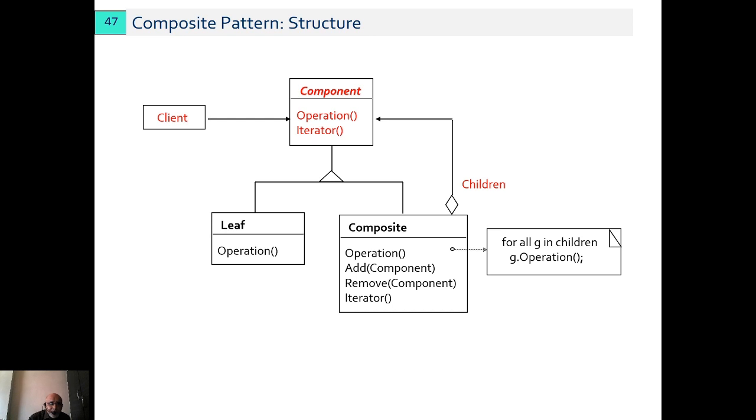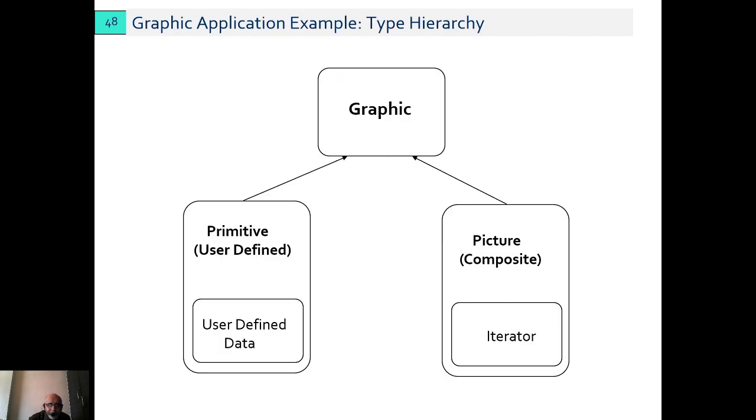Let's take up another example. A client has been accessing the component. The component is the leaf component or the composite component. The composite component can consist of multiple components all together. Just mark the notation over there. It's a diamond, indicating the part whole relationship. So graphics, primitive or picture, user defined or composite. We can have user defined data or you can have iterator.